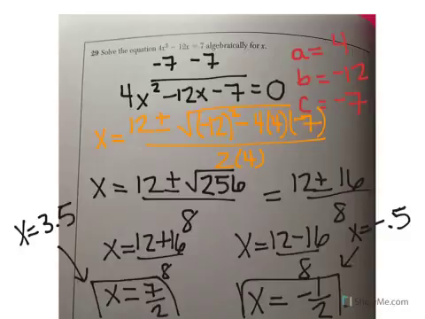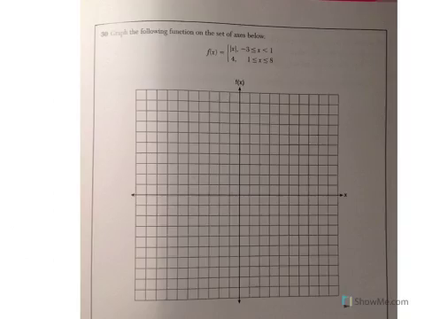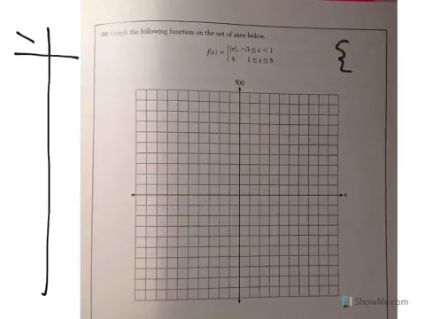Number 30, graph the following function on the set of axes below. When you see this little bracket like such, you know you have a piecewise function. So there's really two different functions happening in one. And what you're going to do is you're going to make one big t-table, and this t-table will go from negative 3 all the way to 8.